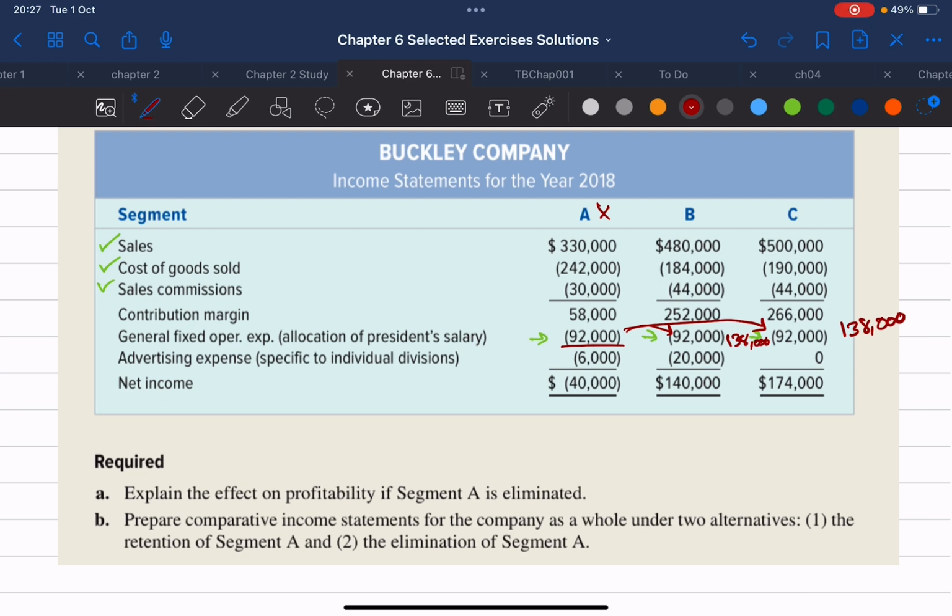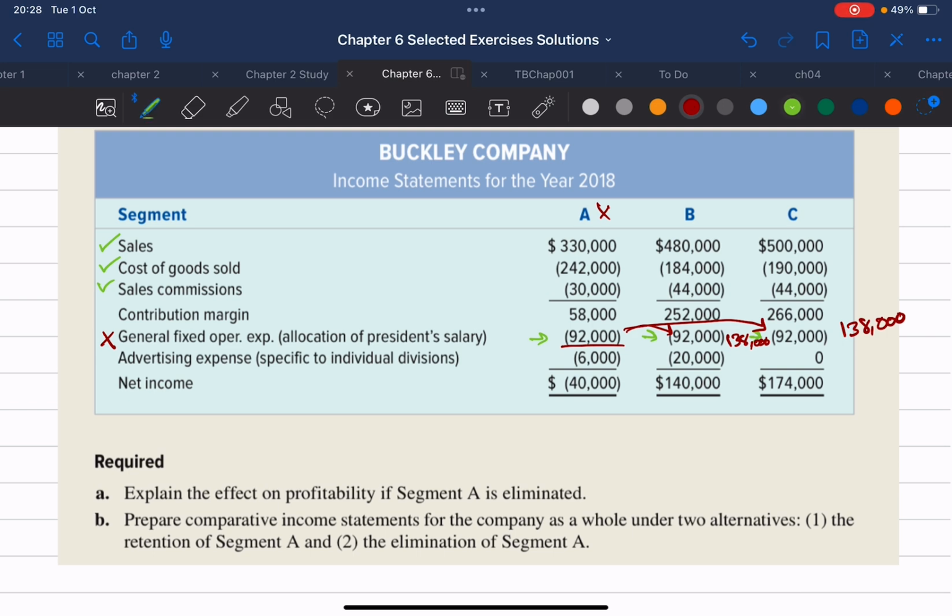All right. So that means this specific expense is not relevant. Why? Because whether we eliminate segment A or not, we're still going to incur this cost. It's not different under the two alternatives that we are considering.